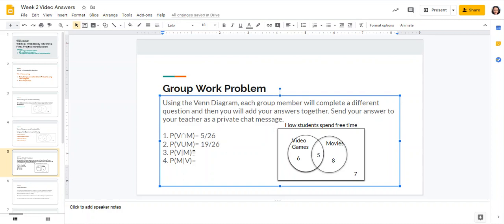The probability that a student plays video games given that they watch movies. So the given part means that we're only considering the students that watch movies, and there are 13 of them. Out of those 13 students, how many play video games? That's going to be 5.